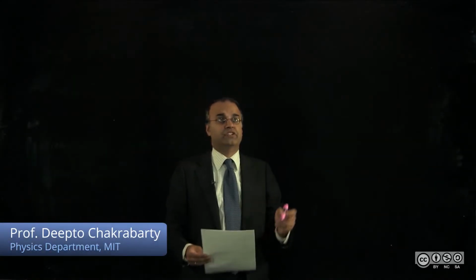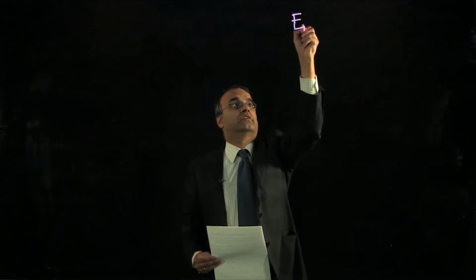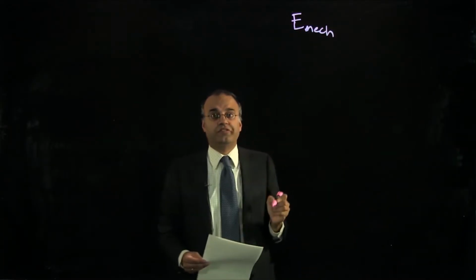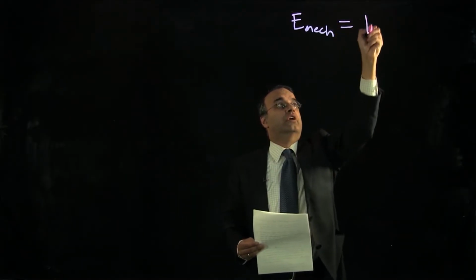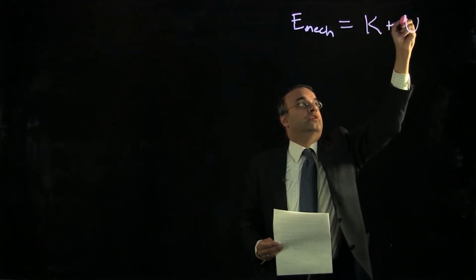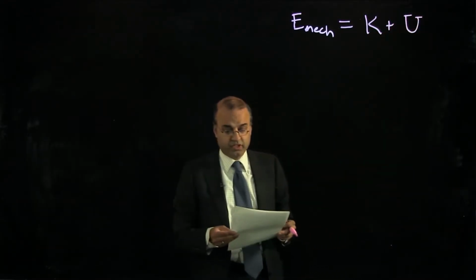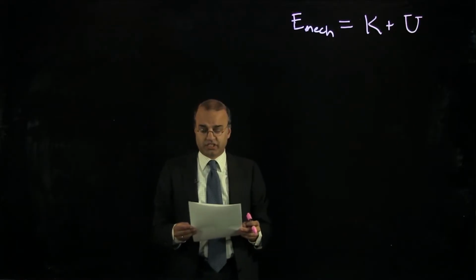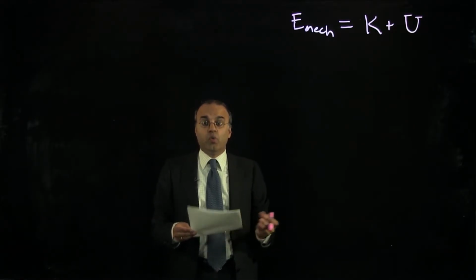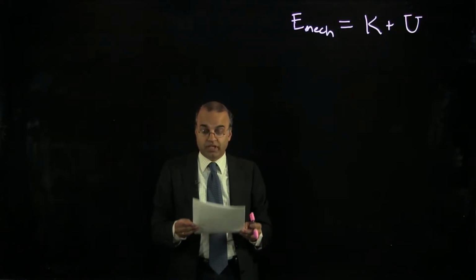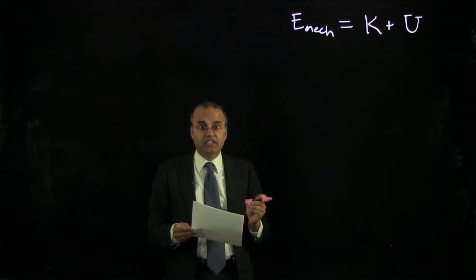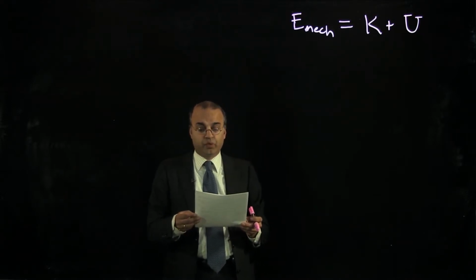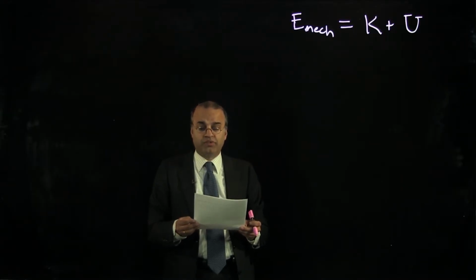The total mechanical energy, E sub mech, is defined as the sum of the kinetic energy and the potential energy. So the sum of K plus U, where U is the potential energy function associated with the conservative force, with an appropriate choice of 0 point. If there are multiple conservative forces acting on the system, then U will be the sum of individual potential energy functions for each conservative force, with an appropriate choice of 0 point for each individual function.